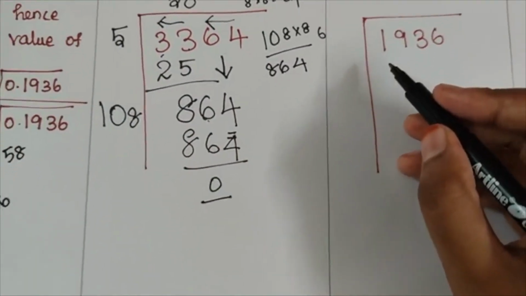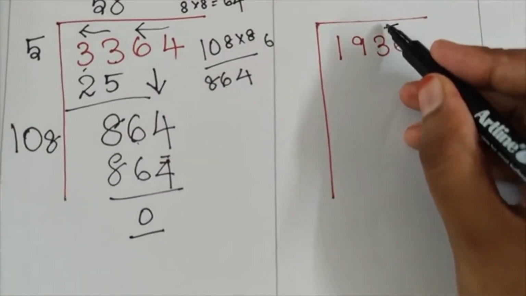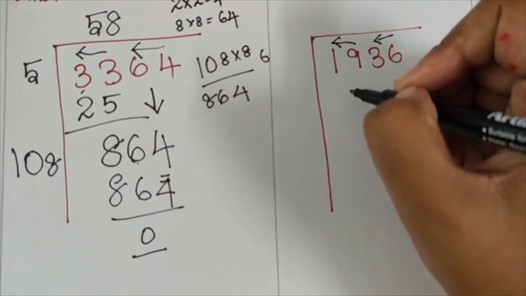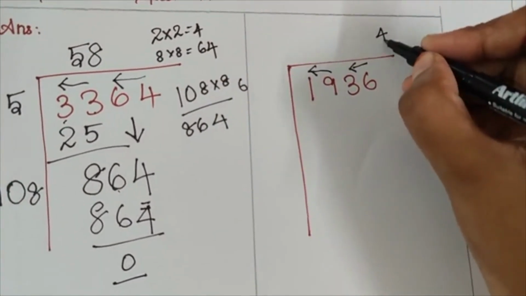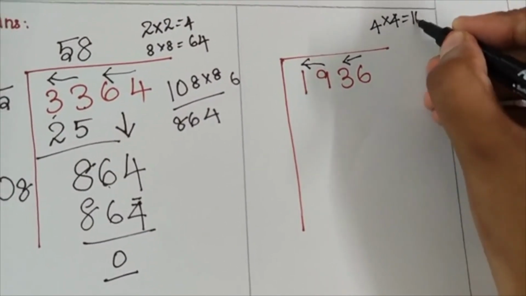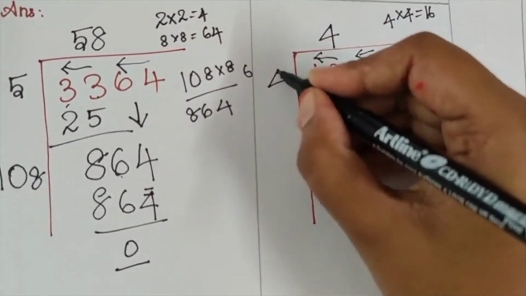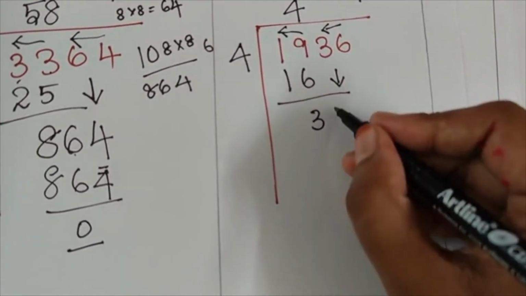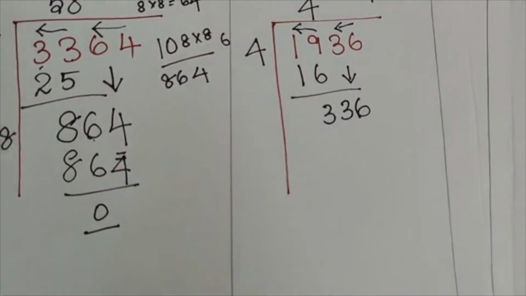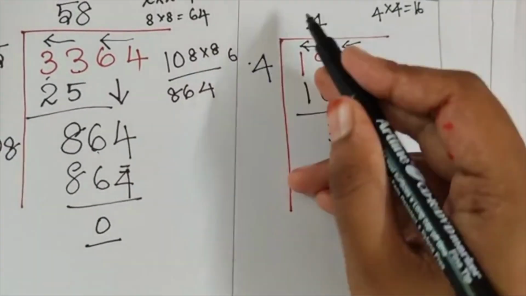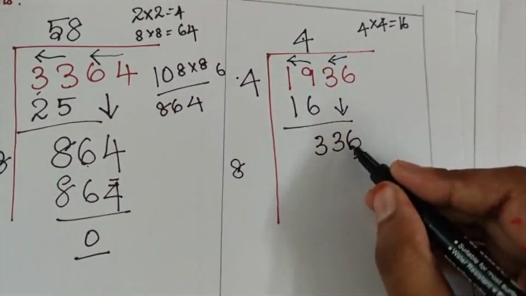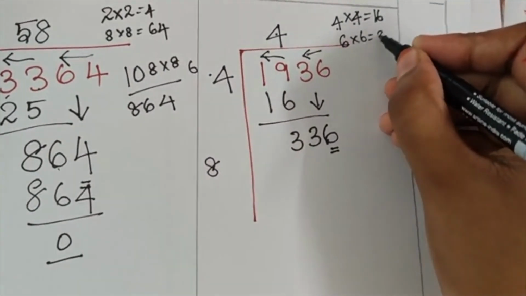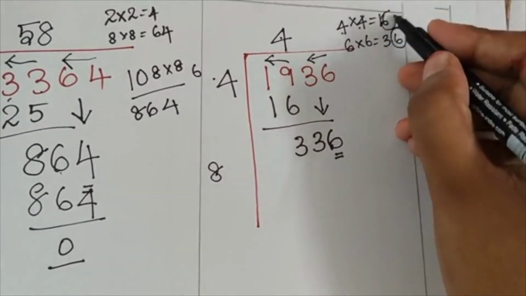Again here, 1936, 19 and 36. So dividing, we get 19 and 36 from right to left. Since 19 is not a perfect square, we need to find a perfect square less than it. The perfect square is 4 4s are 16. Subtracting, we get 3. Let me bring the next one down, which is 336. What is the unit digit here? 6. Now, 4 plus 4, 8. When we get 6, 4 4s are 16 and 6 6s are 36. So the unit digit is 6 for both the numbers.